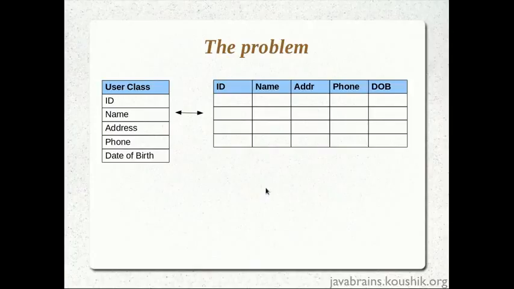So this is a common problem, to put it mildly, because it's there in every Java application that has a persistence layer, and it connects to the database in order to save and retrieve values. So what are the problems that we face here? What are the pain points?